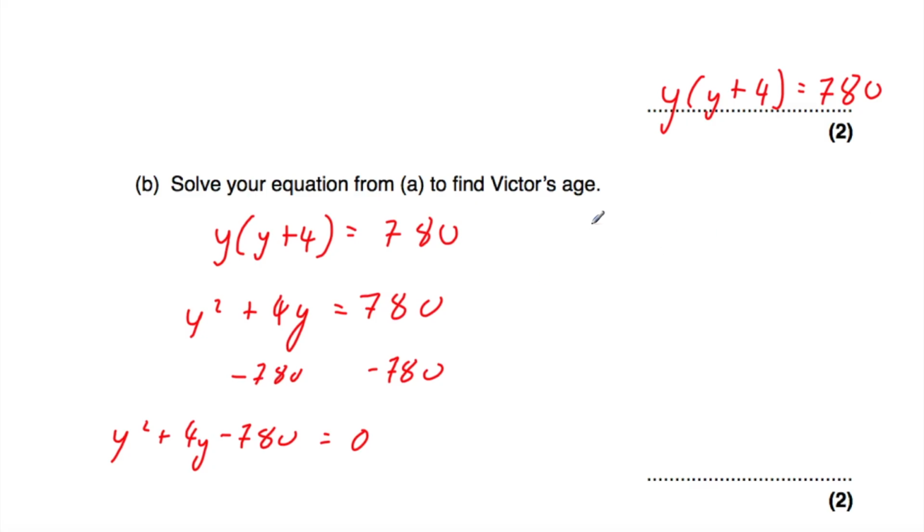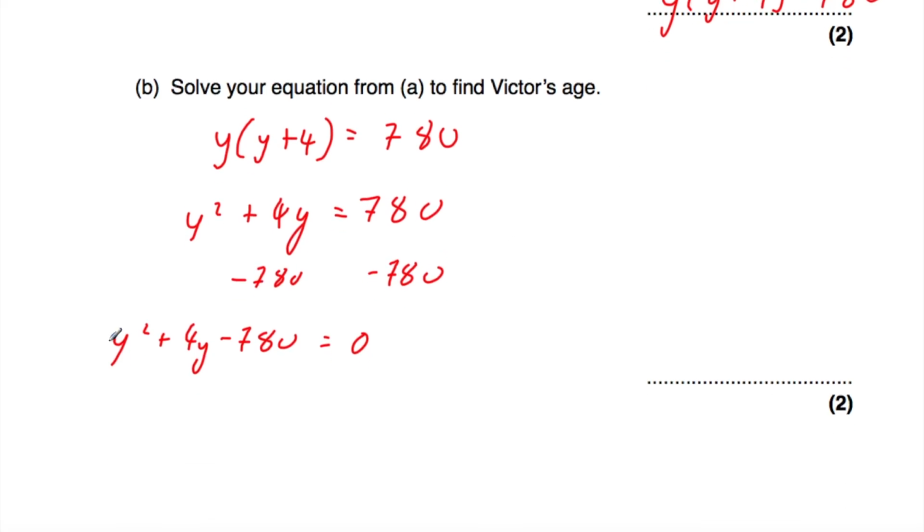So if we factorize it, let's put our brackets down. I'm just going to go beneath it actually. So brackets down, bracket, bracket equals 0. And we've got y's at the front of both brackets. And we want to find two numbers that times together to give us negative 780, and that add to be 4.